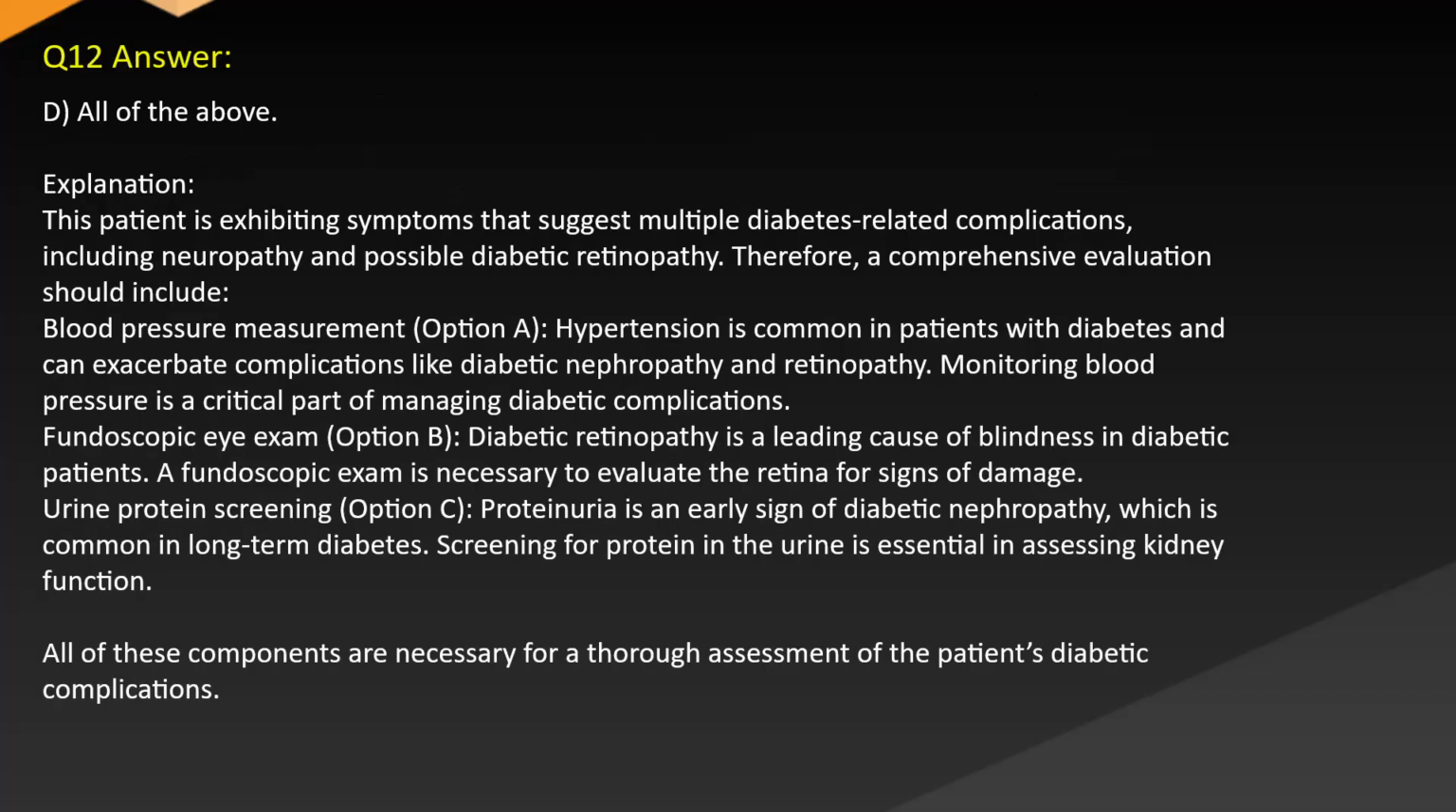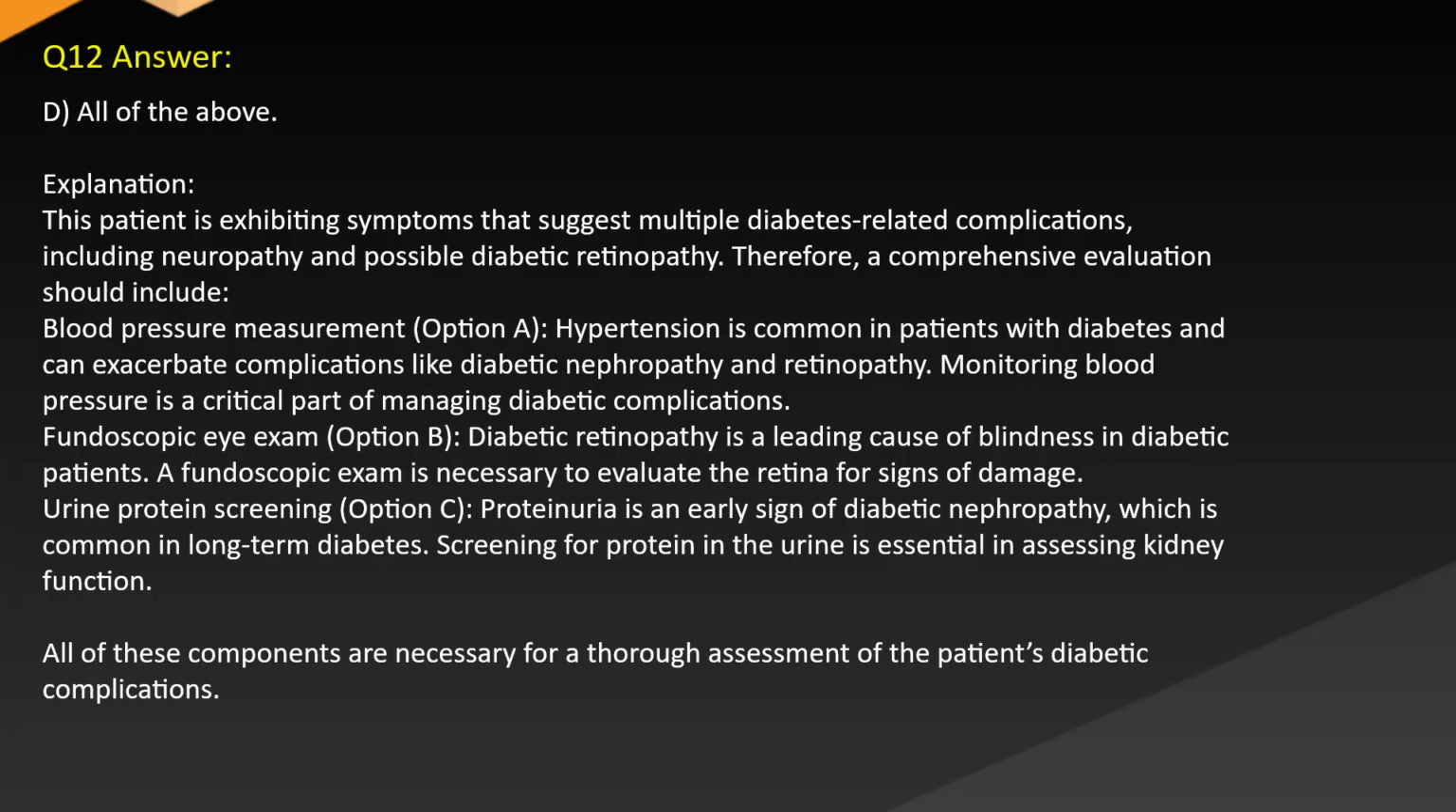Answer. D. All of the above. Explanation. This patient is exhibiting symptoms that suggest multiple diabetes-related complications, including neuropathy and possible diabetic retinopathy. Therefore, a comprehensive evaluation should include blood pressure measurement, Option A. Hypertension is common in patients with diabetes and can exacerbate complications like diabetic nephropathy and retinopathy. Monitoring blood pressure is a critical part of managing diabetic complications.